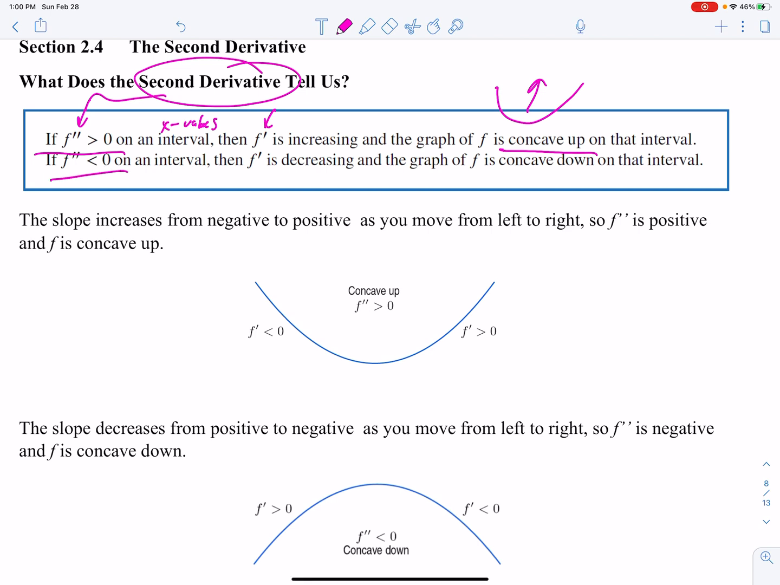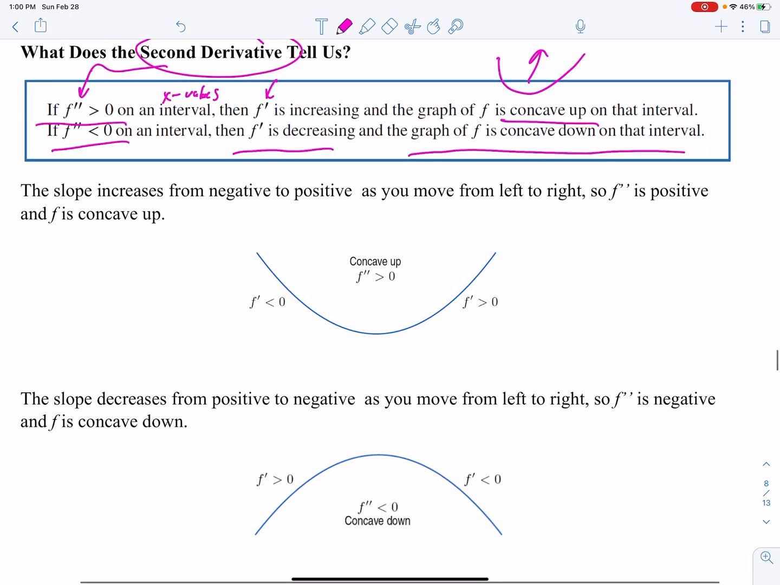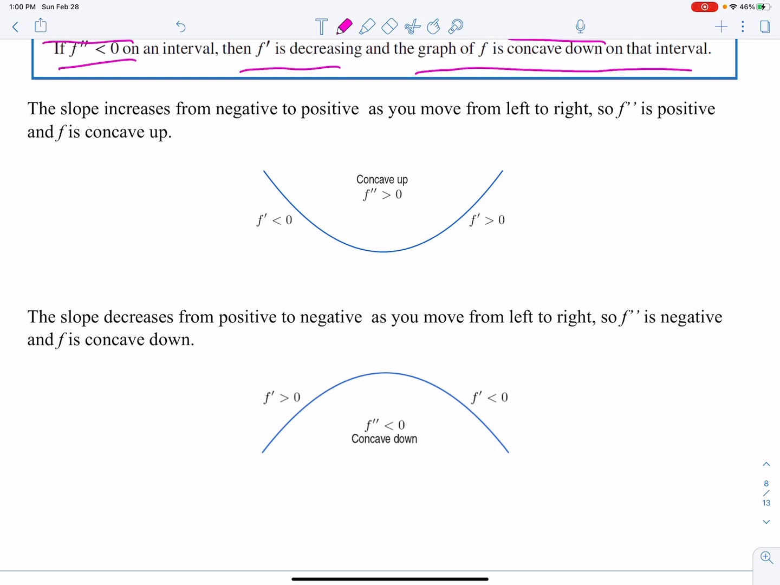If the second derivative is negative on the interval of x values, then the derivative is decreasing and the graph is concave down on that interval. Okay? All right. So that's what they're showing you here, these pictures. All right? So notice right here, right? So from here to here, so be careful with concavity and increasing, decreasing functions. It gets kind of confusing.